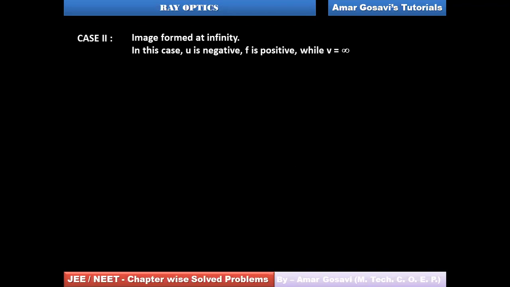Say the image is formed at infinity. In this case, U will be negative, F is positive, whereas V will be equal to infinity. So 1 by infinity plus 1 by U will be 1 by F as per our lens formula. So 1 by U would be 1 by F minus 1 by infinity. 1 by infinity is 0. So 1 by F minus 0 will be 1 by F. This is the interpretation which you get.